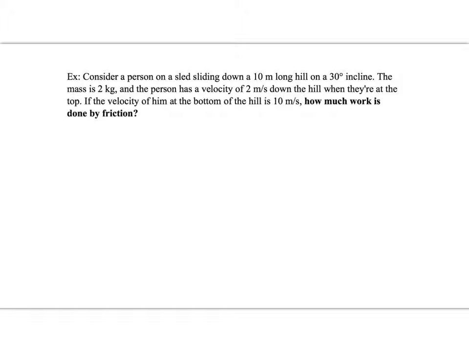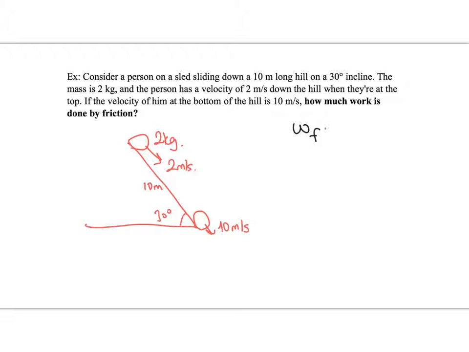Consider an object on a slide sliding down a 10-meter long hill on a 30-degree incline. The mass of the object is 2 kilograms and it has a velocity of 2 meters per second at the top. If the velocity of it is 10 meters per second at the bottom of the hill, how much work is done by friction? Now, work done by friction is the change in energy. That means the final energy minus the initial. So I'm going to find these energies.